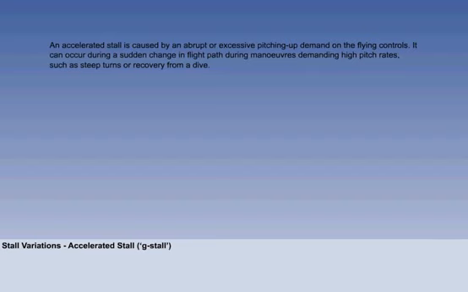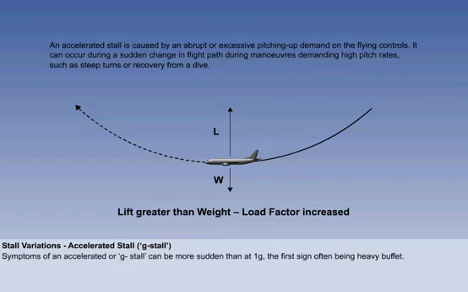An accelerated stall is caused by an abrupt or excessive pitching up demand on the flying controls. It can occur during a sudden change in flight path during maneuvers demanding high pitch rates, such as steep turns or recovery from a dive. It is called an accelerated stall, or G-stall, because it occurs at a load factor greater than 1G. An accelerated stall is usually more sudden than a 1G stall, the first sign usually being heavy airframe buffet, and may be unexpected because of the relatively high airspeed.